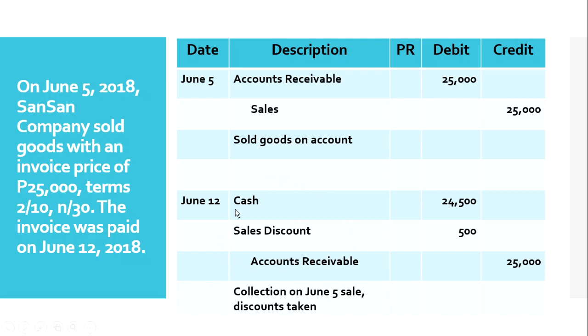So, pagdating naman sa June 12, ang dinebit na lang natin na cash ay 24,500. Kasi yun lang naman talaga ang natanggap ni Sunsun Company. Kasi nga, naka-avail ang buyer ng 2%. Si 2% cash discount ay 500. That's why nag-debit tayo ng sales discount na 500. And then, para masiro na natin si accounts receivable, credit natin siya.